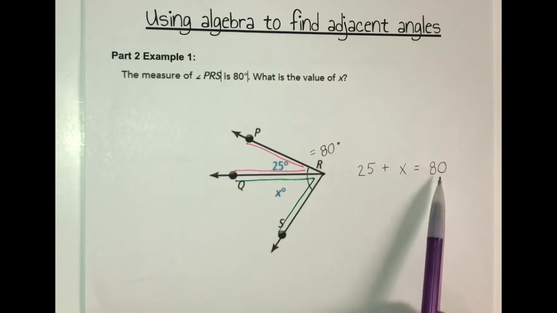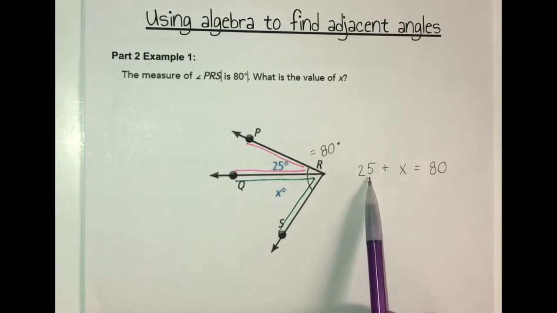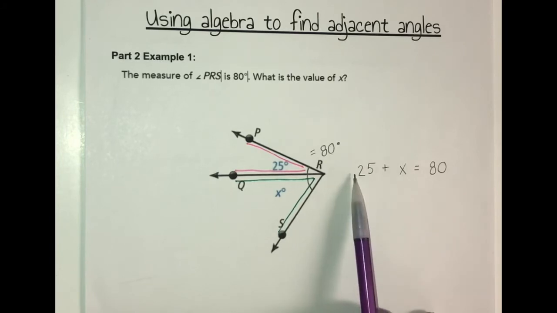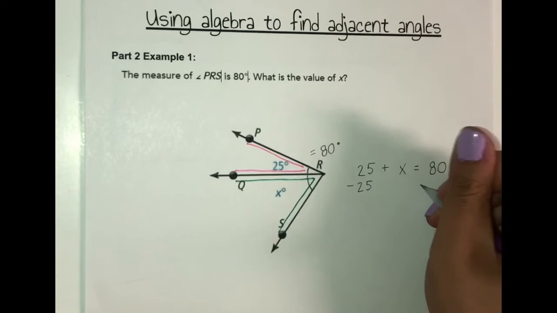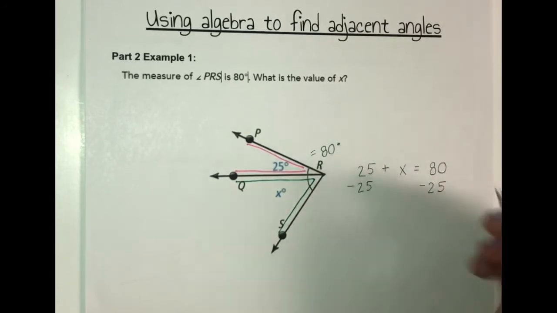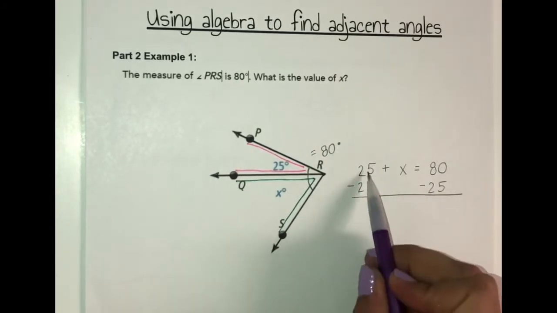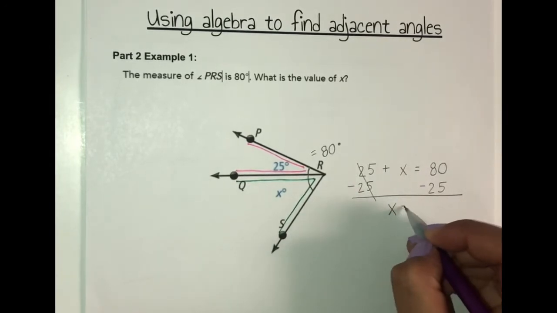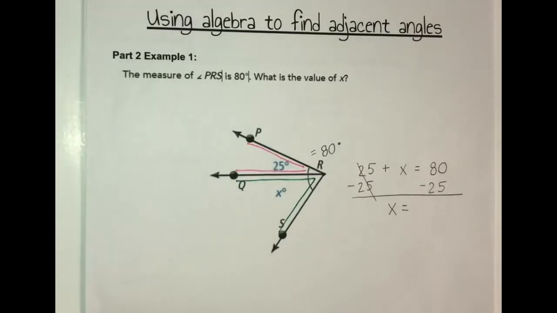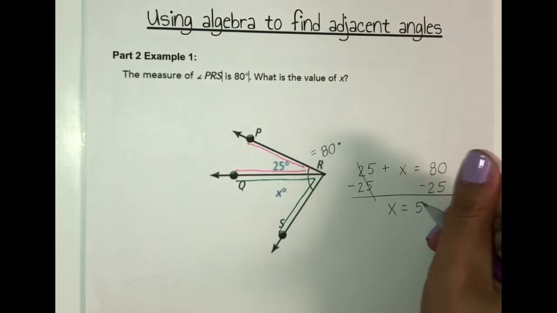So on the other side of the equation, I'm going to move my constants first, which is this positive 25. So to move it to the other side, I'm going to subtract 25 on both sides. When I do that, 25 minus 25 cancels out, so I'm left with x equals, and I know 80 minus 25 is going to give me 55.